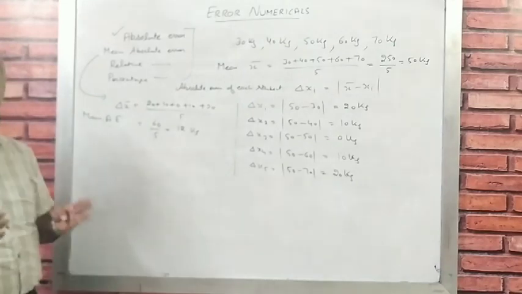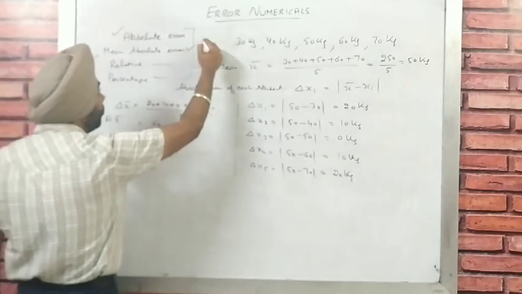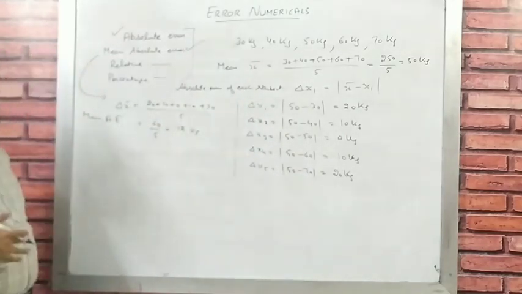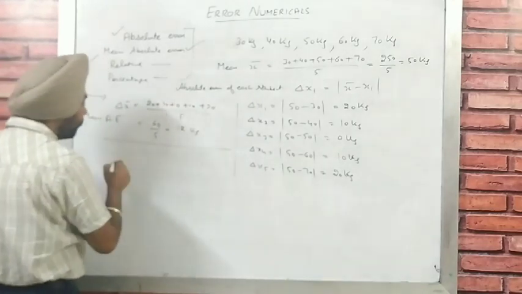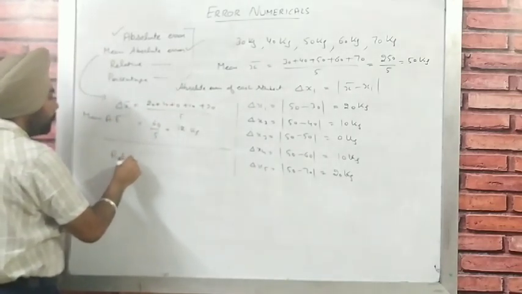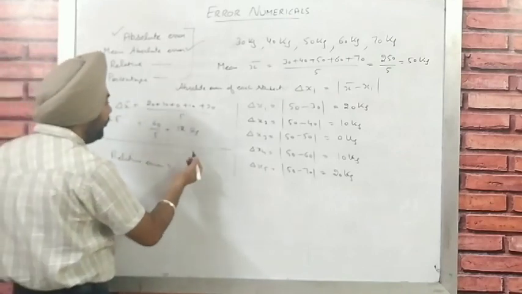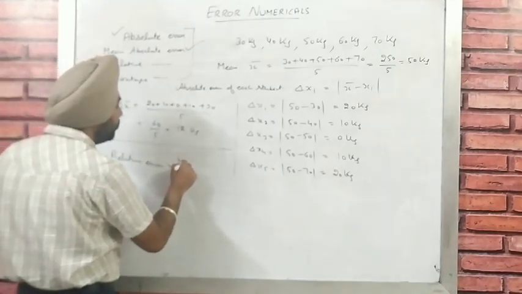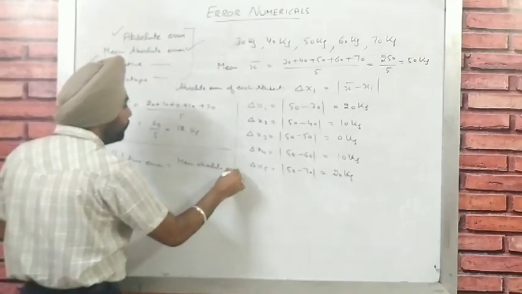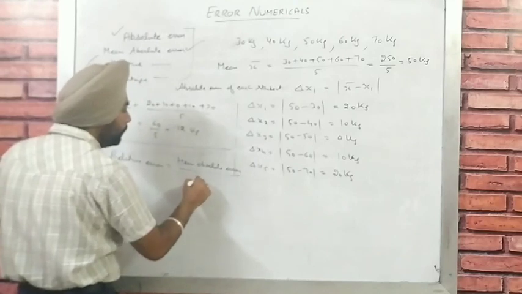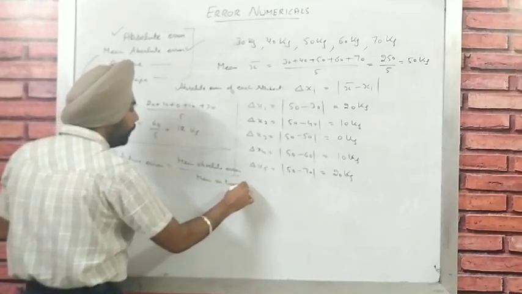That's how you can solve the mean absolute error. So this answer is also solved now, mean absolute error. Now what is relative error? Now relative error is very simple. Relative error is mean absolute error over simple mean, or you can say true value.